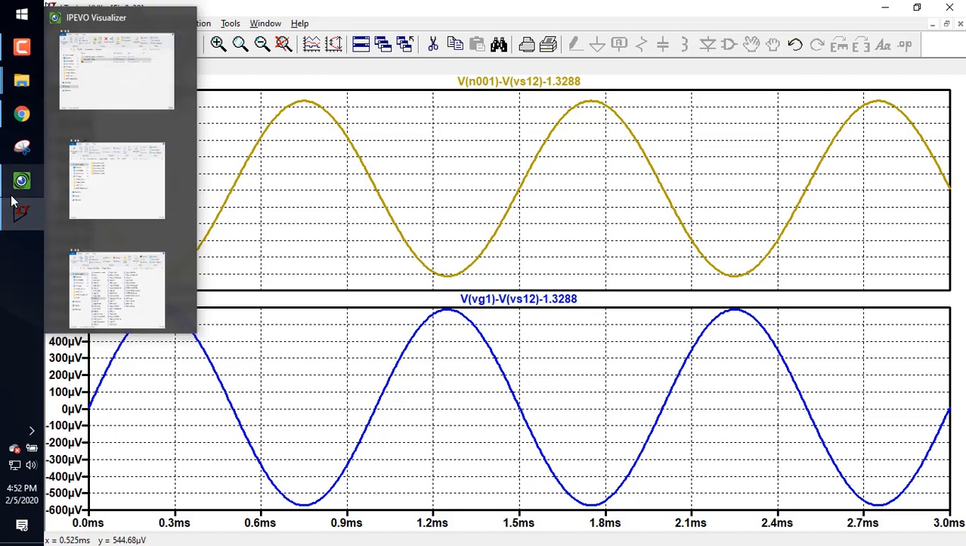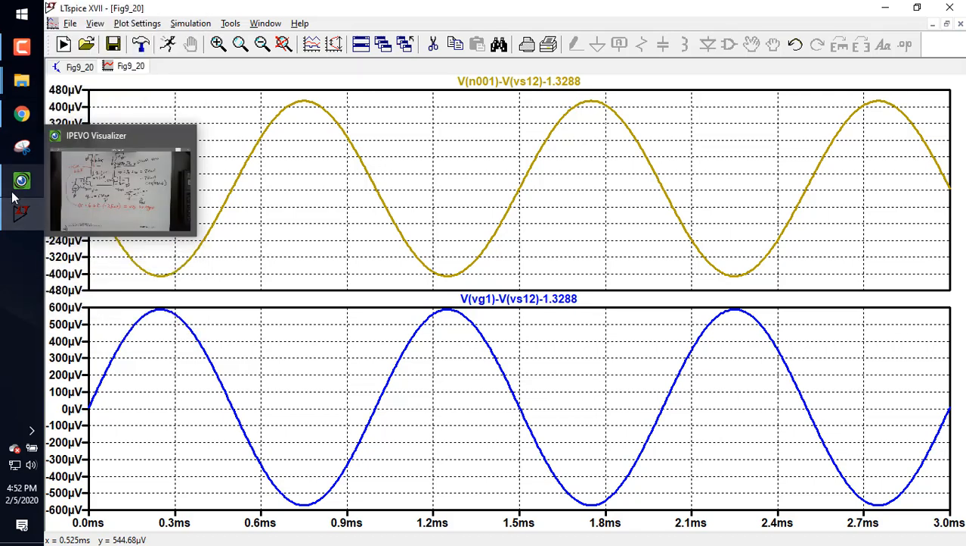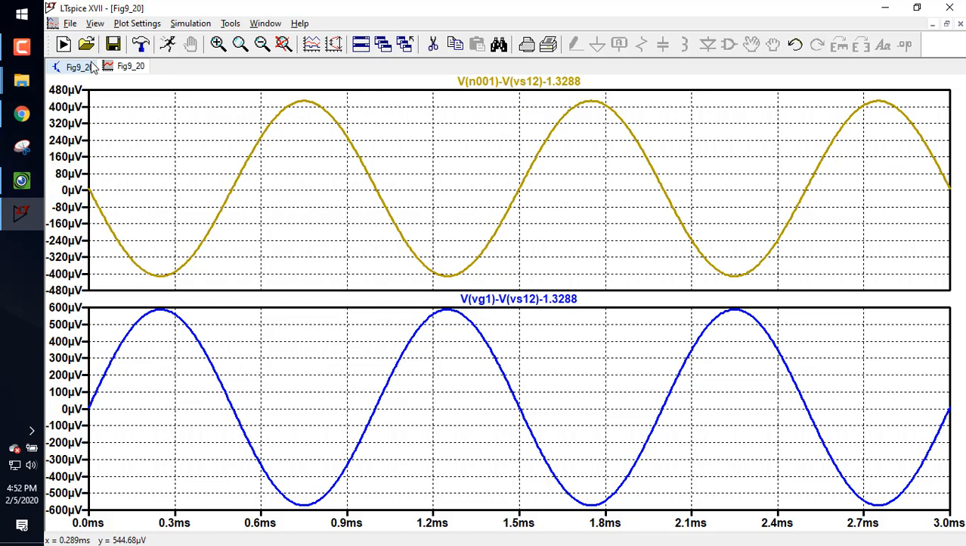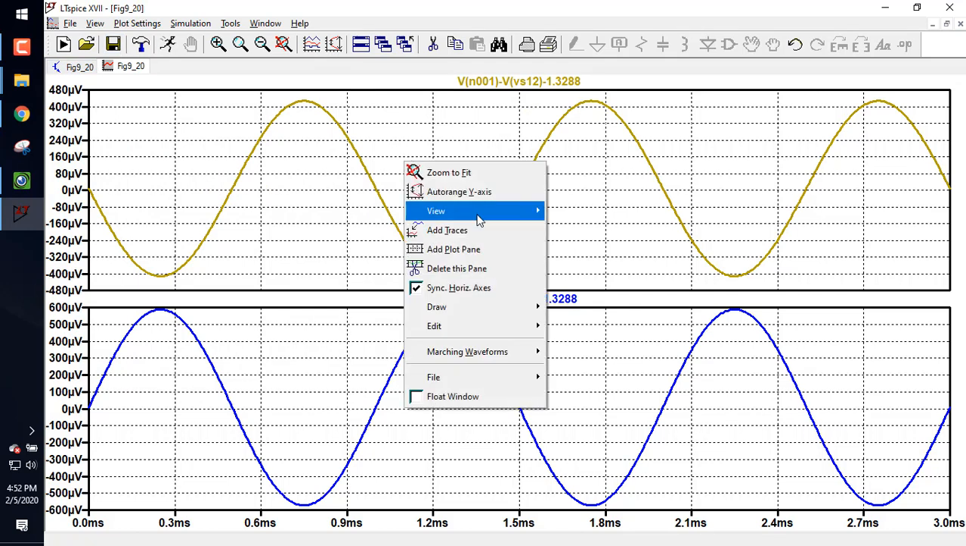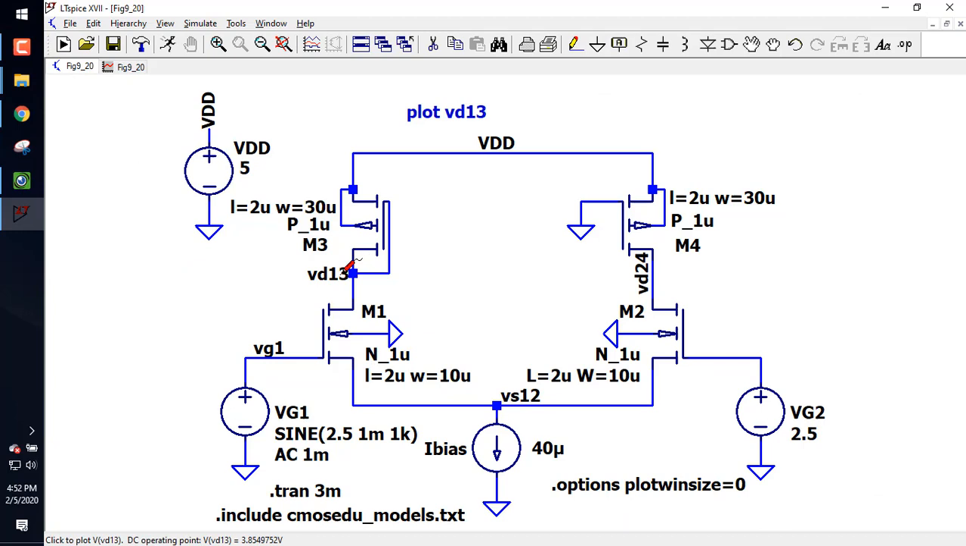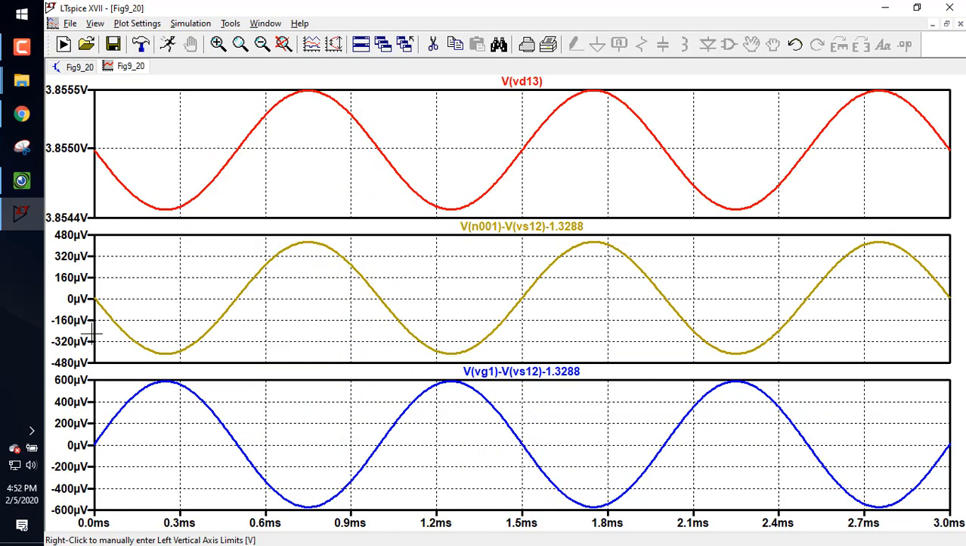Real quickly, because I want to do the PMOS real quick. I'm going to look at this voltage here, which is 6.6K. So 6K times down is going to be micro. This, I'm going to guess, is a half a millivolt. So let's go back, hit save. Let's go to add plot plane. Go back over here and then show VD13. And then can anybody see that's half a millivolt?